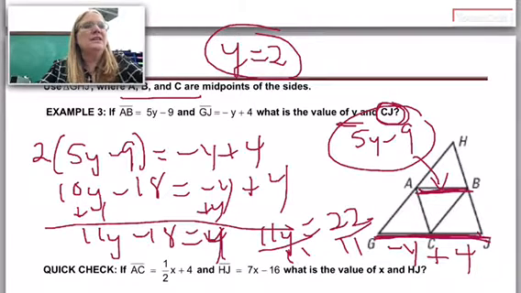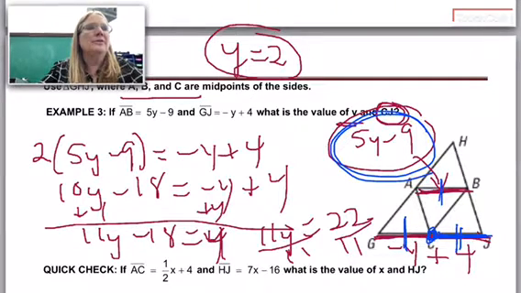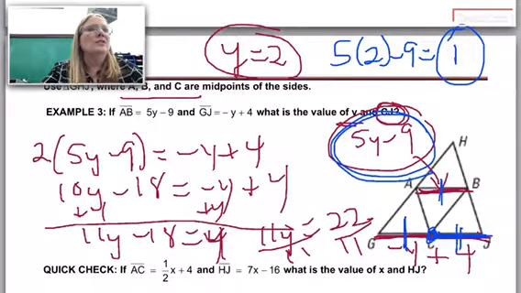So when we ask for CJ, we need to look, and CJ is right here. There's a couple different ways we can do it, but what we need to understand is, since this is a midpoint, that these two are the same measure, and since AB is half of this, those 3 segments here are all the same. So we can just take 2 and substitute it right here. So we get 5 times 2 minus 9, and we get 1. So CJ is 1. If you want to check, you can also go and substitute it in here.